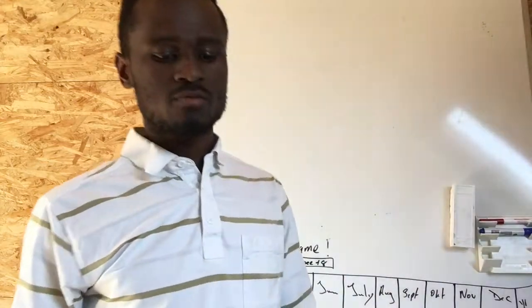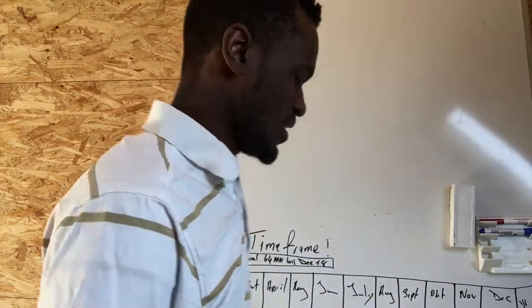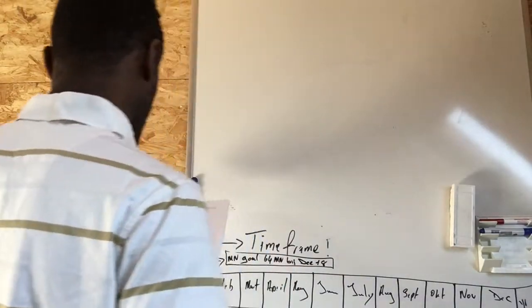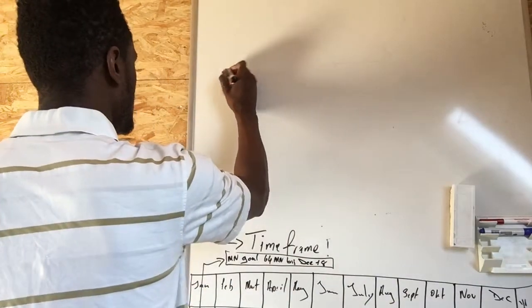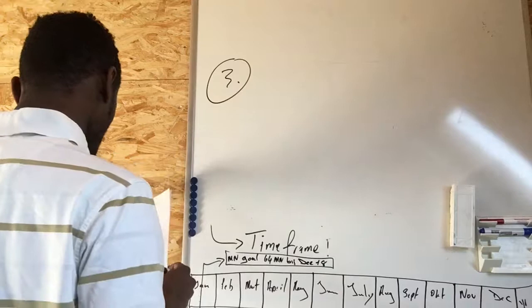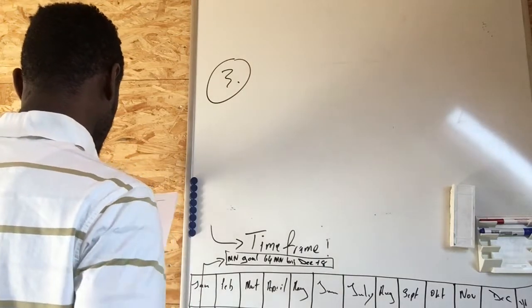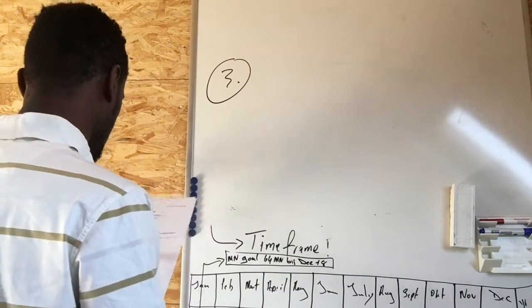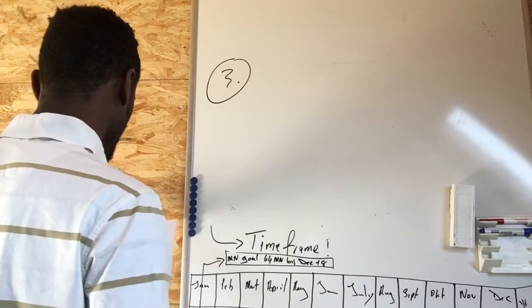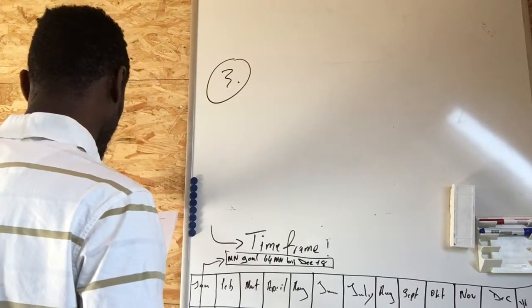Question number 3, write the definition of a function f that takes an input x, divide it by 4, and then outputs that result subtracted by 5. Okay, so let's say 3. So they say write the definition of a function f that takes the input x.